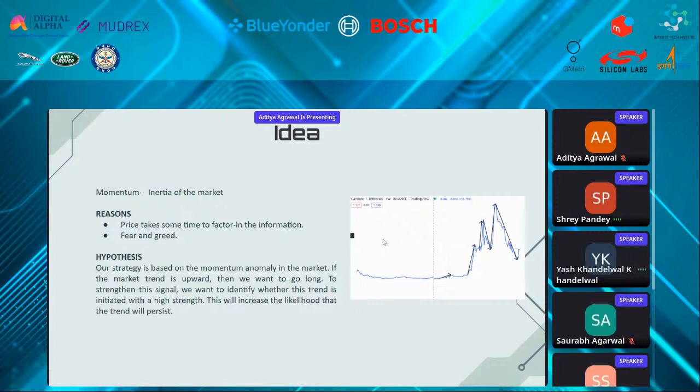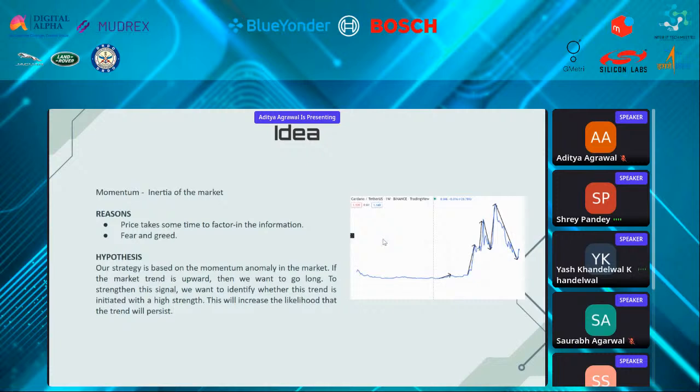Idea behind the strategy: a well-known anomaly exists in the market, which is momentum. It refers to the inertia of the market. If the market is moving up, then it will continue to move up and vice versa. The reasons of momentum anomaly are that price does not reach its peak instantaneously. Instead, the market takes some time to factor in the information and offers the trader some time to go long. Fear and greed leads to momentum anomalies.